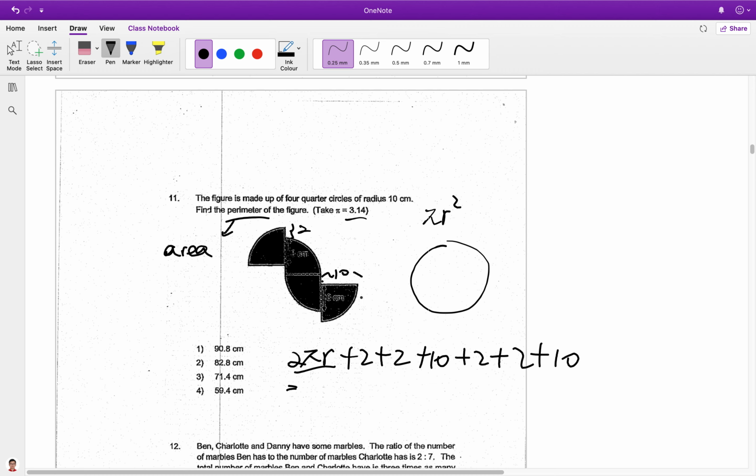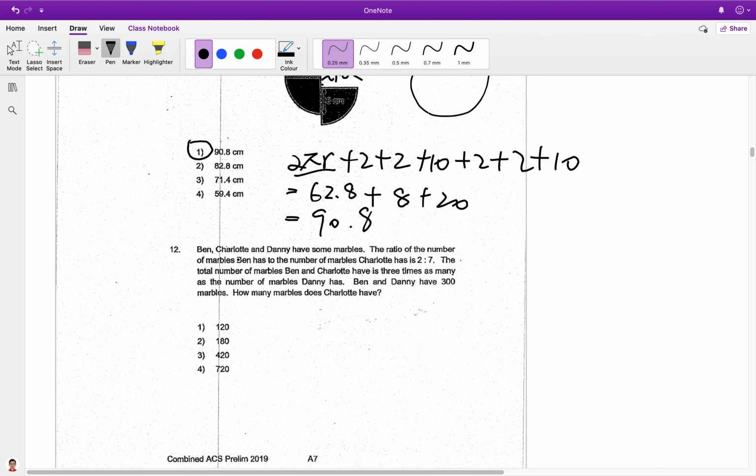So pi is 3.14, and this one is 10. It's 20 times 3.14, which is 62.8, plus 1, 2, 3, 4 is 8, plus 20, right? So this one is 98. So this is the answer.